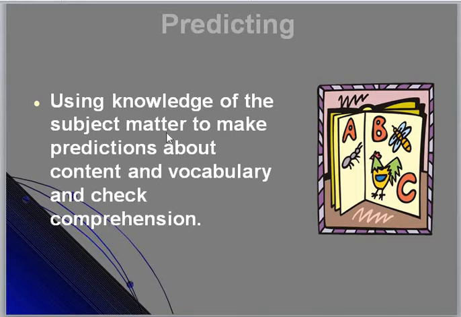You can ask your students to use their background knowledge and tell what they are expecting, what will happen later in the text, and what that particular text is about. So, using knowledge of the subject matter to make predictions about the content and vocabulary and check comprehension. You can ask your students to use their prior knowledge about the topic and predict the vocabulary and the content of what they are going to read.